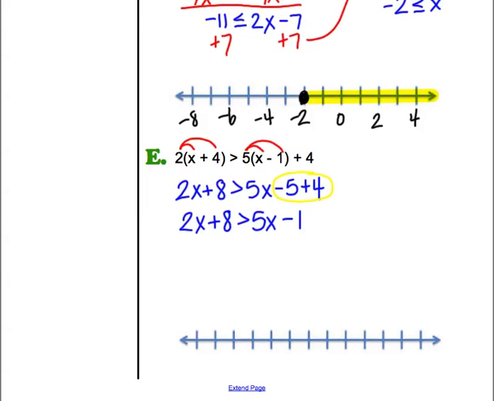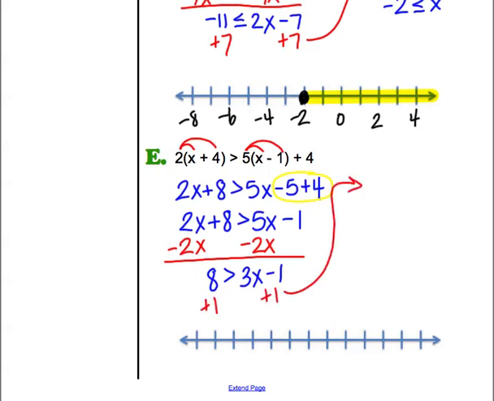Now when it comes to deciding where I'm going to go, I see that I have a 5x, so I want to get the 2x over to the other side, which will give me 8 is greater than 3x minus 1. And I can go ahead and add 1 on both sides, which is going to result in me having 9 is greater than 3x. I want to make sure I divide by 3 on both sides, which is going to give me 3 is greater than x.